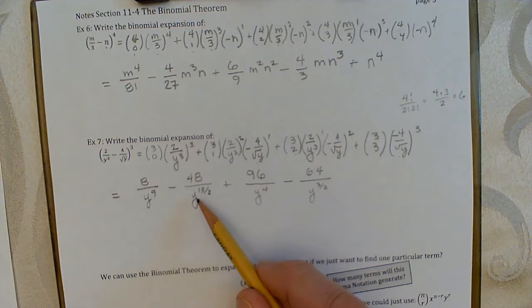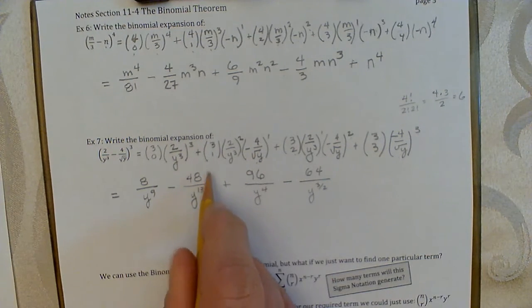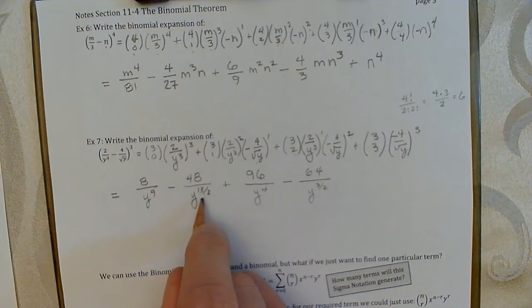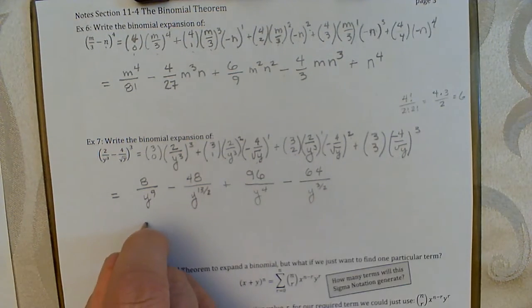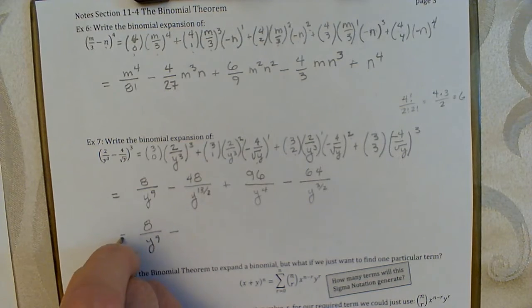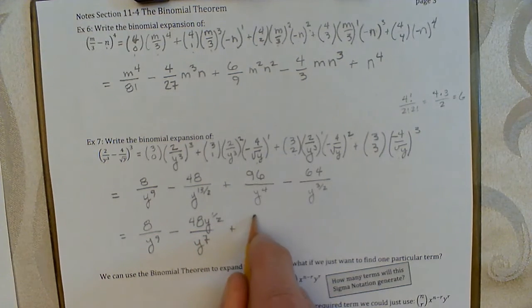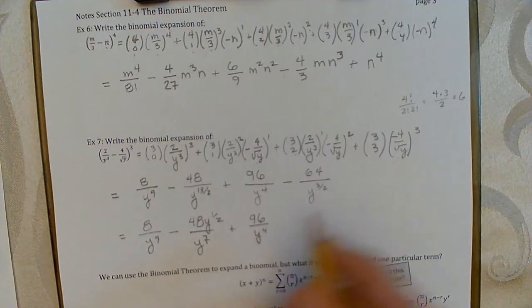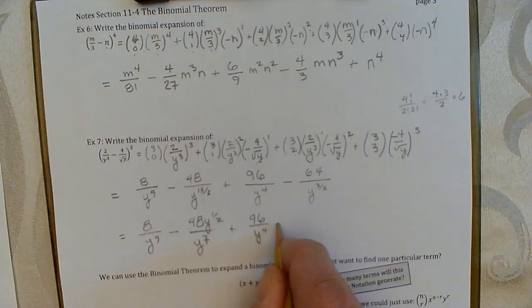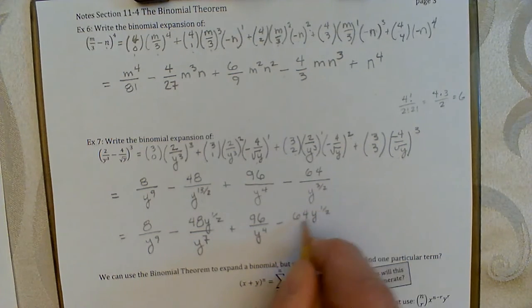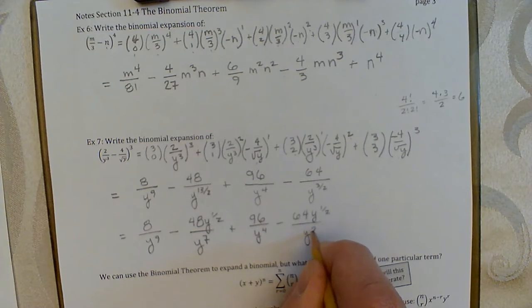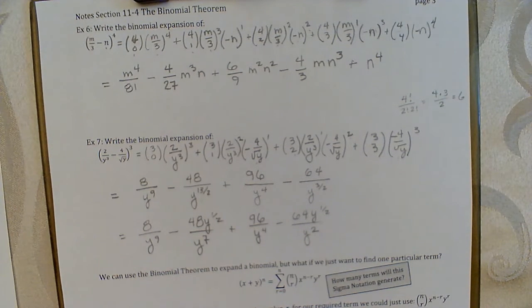I suppose we should probably get rid of these radicals. These essentially would be radicals, improper fractions in the denominator. So we would probably multiply top and bottom of this by y to the 1/2, and also here y to the 1/2. So we can rewrite the first term as 8 over y to the 9th, minus, multiplying both top and bottom by y to the 1/2, 48 y to the 1/2 over y to the 7. And then this one stays the same, 96 over y to the 4th. Again, multiply top and bottom by y to the 1/2 here. This gives us 64 y to the 1/2 over y squared. Okay, so that's kind of your best and final answer.